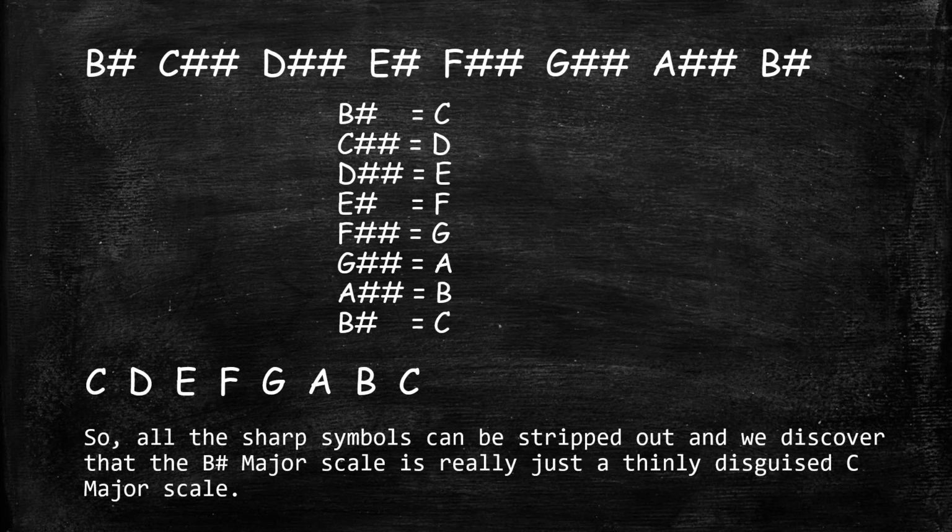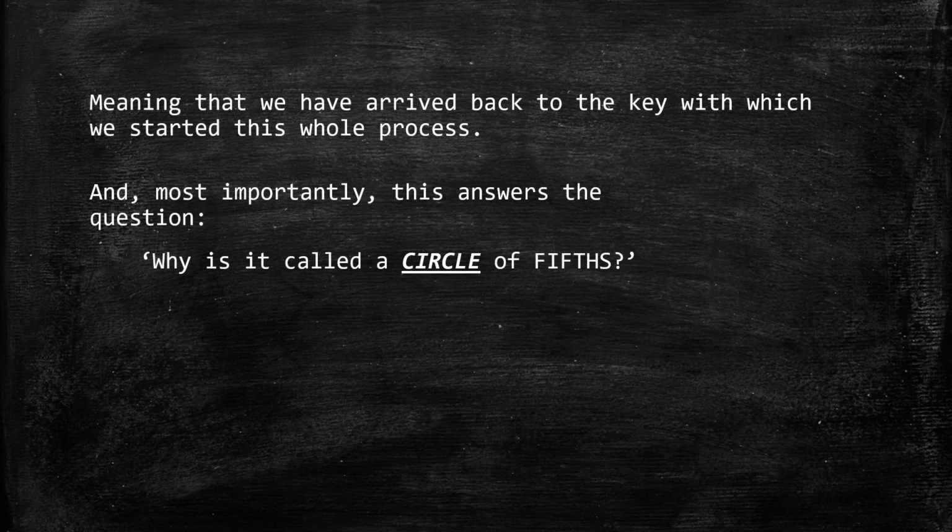So all the sharp symbols can be stripped out, and we discover that the B sharp major scale is really just a thinly disguised C major scale, meaning that we have arrived back to the key with which we started this whole process. And most importantly, this answers the question, why is it called a circle of fifths?